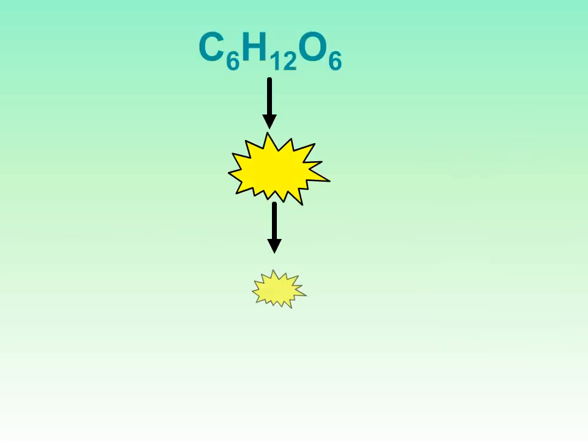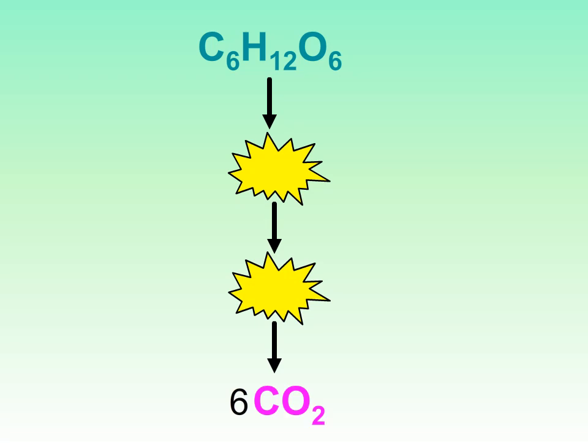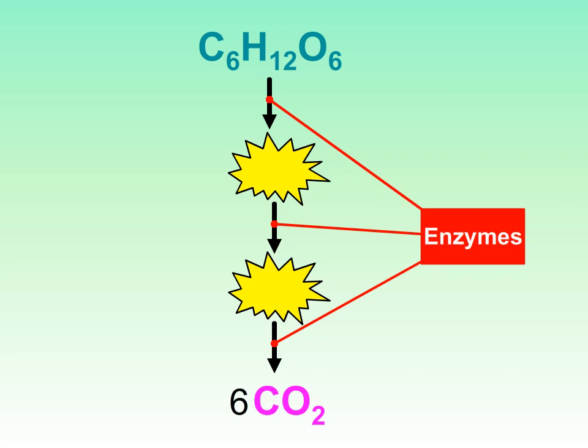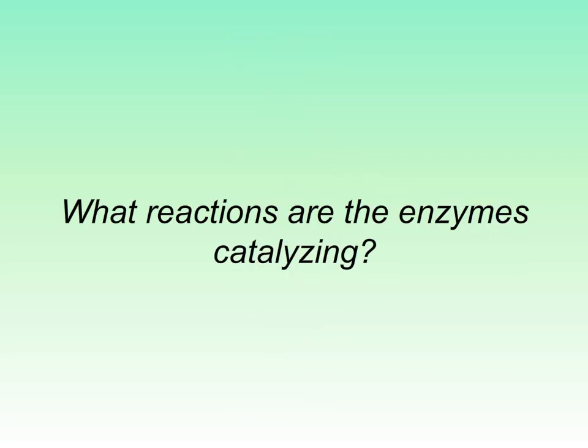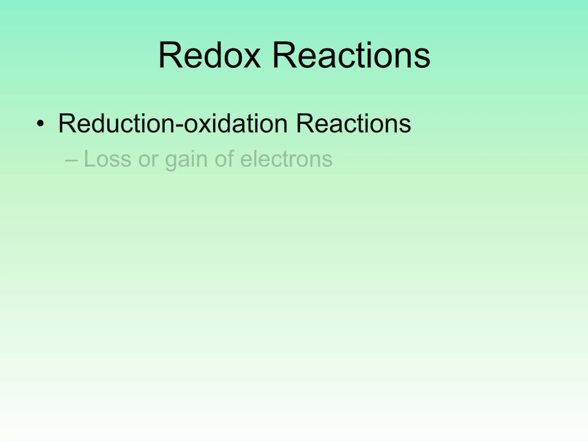Luckily, at each stage of cellular respiration, a small amount of energy is released that will eventually be used to produce ATP molecules. And it is important to remember that at each stage, enzymes are catalyzing these reactions. So exactly what types of chemical reactions are those enzymes catalyzing? A large proportion of the reactions are reduction-oxidation reactions, or redox reactions for short. These reactions involve the transfer of electrons. An atom or molecule loses one or more electrons, while another atom or molecule gains these electrons.